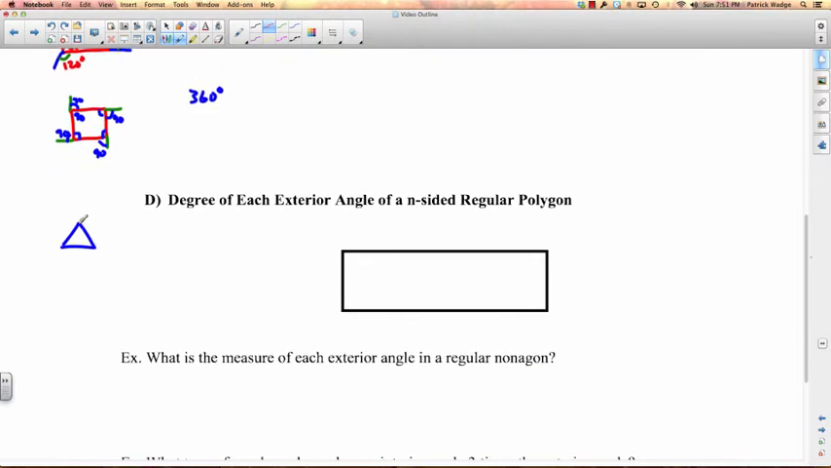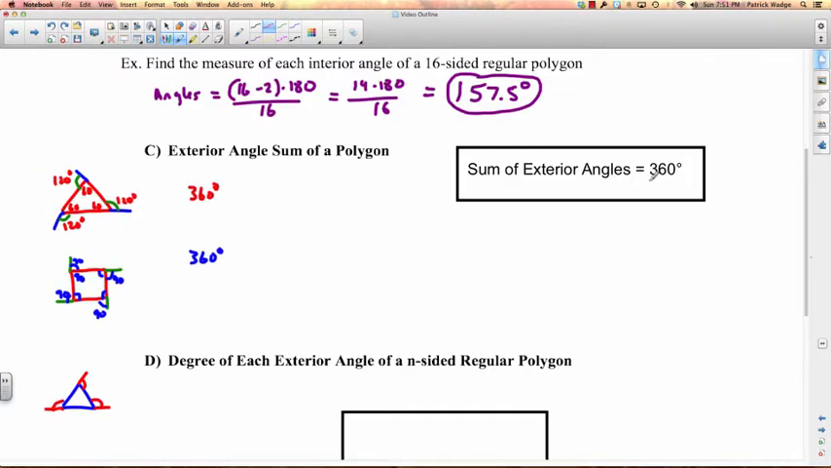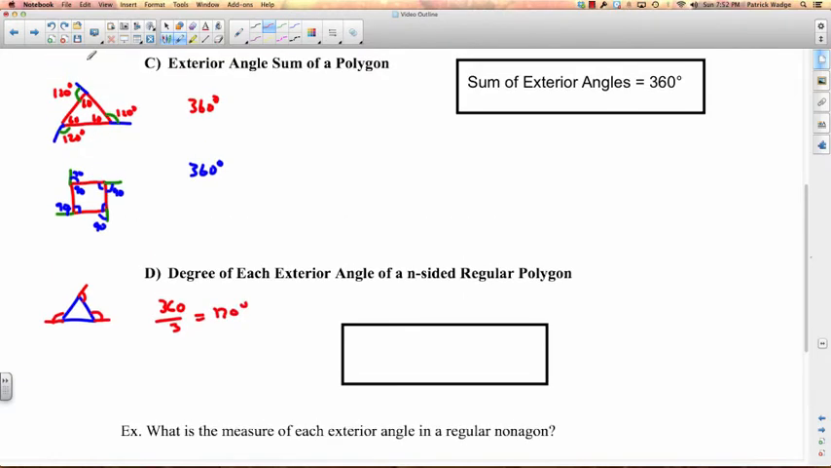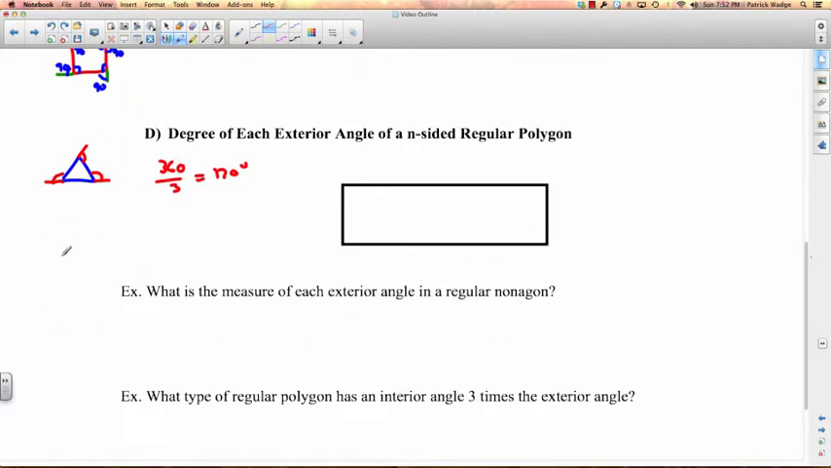Well, here's my exterior angles. Here, here, and here. And I know that the total of those is equal to how much? The total of these three red angles is 360. It's always 360. How many exterior angles are there? 3. So if I want to know how much each one is, I'd go 360 divided by 3. So they're each 120 degrees. Is that what we've said? Yep, right here. How about a square?